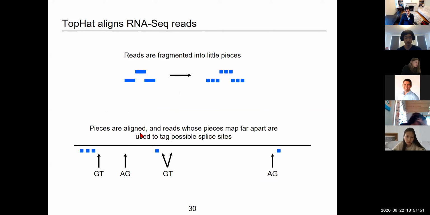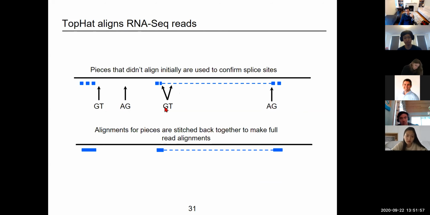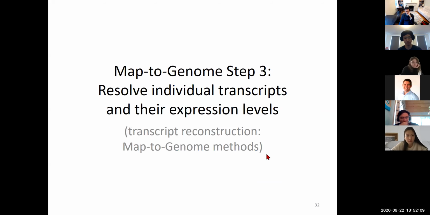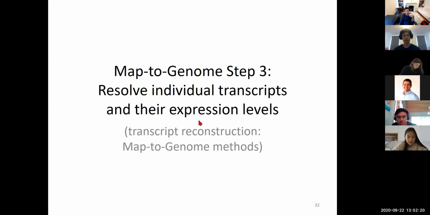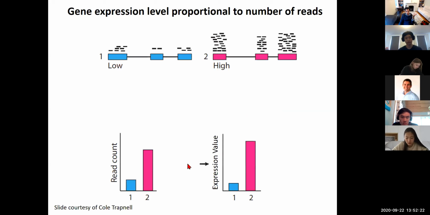Or you can use the known splice sites as markers for potential splits and then infer the spliced read alignments that way. So the alignments for the pieces are stitched back together to make the full read alignment. And then that allows you to create the transcriptome. And then the last step is resolving individual transcripts and their expression levels. So now we are talking first about the individual reads and where they go, and now we want to construct the actual transcripts.